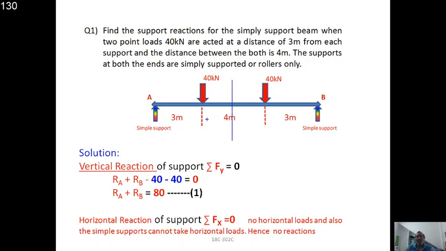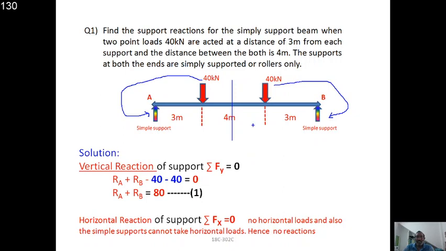It looks like a symmetry. So for the symmetry, if any figure is having the symmetry, then the loads are also equal to the reaction. Therefore RA equals 40, then RB equals 40. This is the advantage of the symmetry. Hence in the ESET also these types of problems will be given to get the quick result.